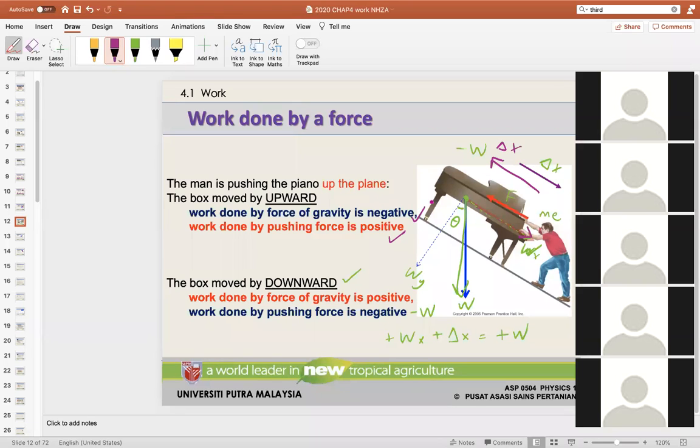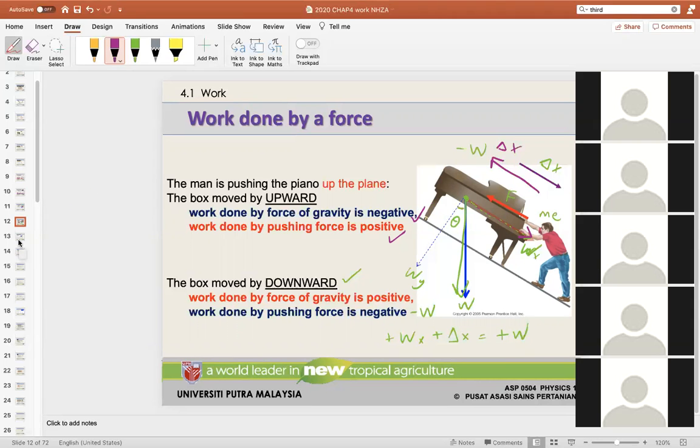So you would ask me, Doctor, why don't we just look at Fnet? Yes, eventually you will look at Fnet and the direction of Fnet in relation to displacement. But sometimes the question will ask you, what is the work done by the force of gravity? What is the work done by the pushing force? What is the work done by the reaction force? So those are the questions that can be asked. So you have to know all these separate forces and what their directions are to know what your work done is. But eventually you will have to know what Fnet is to find out the total work done.